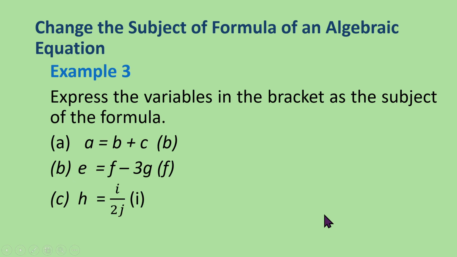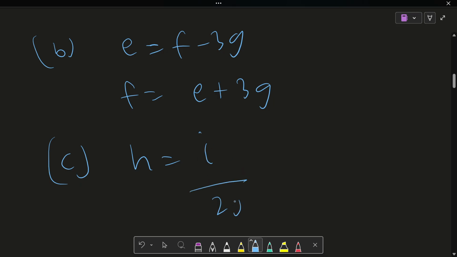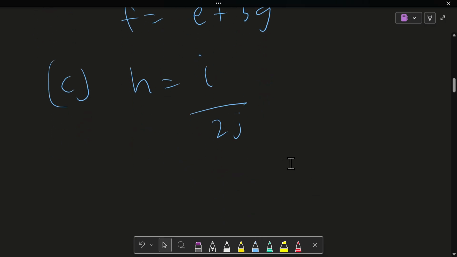Next one, h equals to I over 2j. So what is in terms of I? See, H equals to I over 2j. Okay, so in that case, what is I? I equals to h multiplied by 2j, or 2jh.